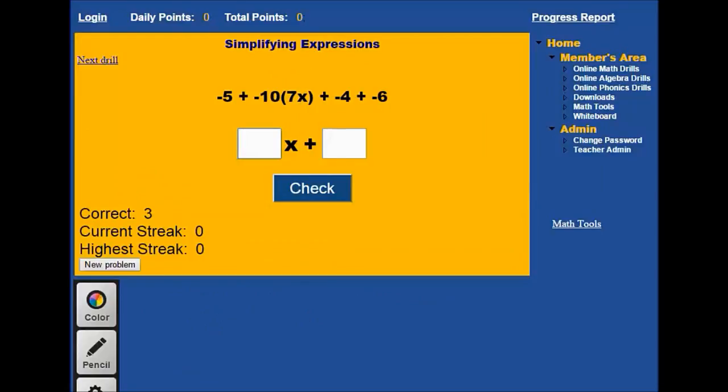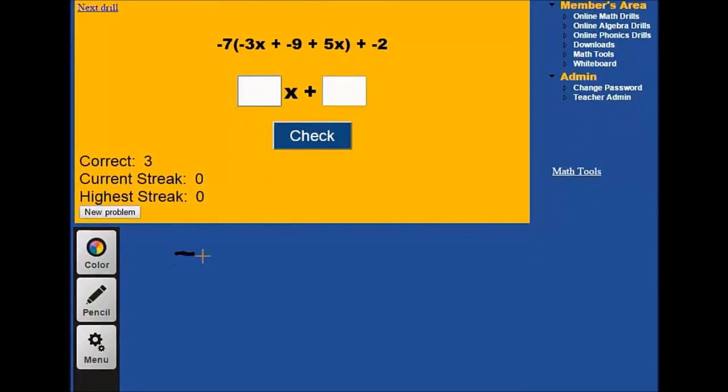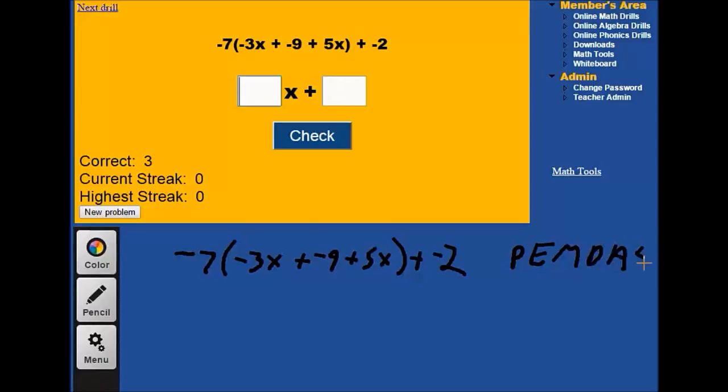All right, let me find one more. Pause. All right, here's another kind that's on here. So same thing. So we could do two things here. We have negative 7 times negative 3x plus negative 9, plus 5x plus negative 2. We could, and because of PEMDAS we probably should, do what's inside the parentheses first and simplify that. Or we could just go ahead and distribute. It won't matter. Let's go ahead and simplify it.